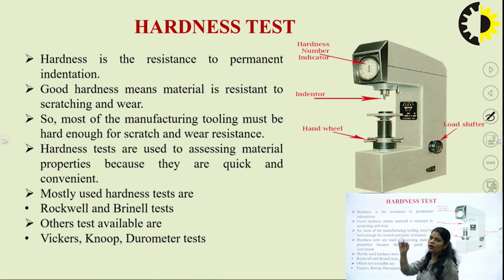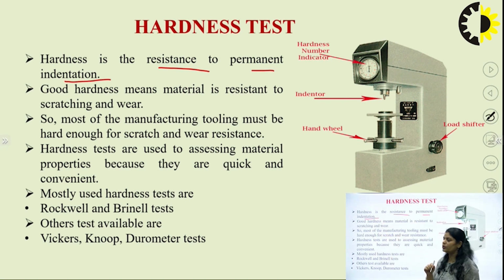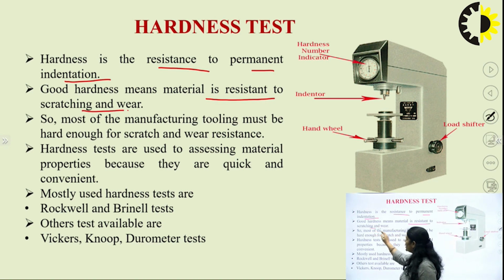Then we have the hardness test. So in the hardness test, what is hardness? It is the resistance to permanent indentation. Permanent indentation से जो material की resistance है, that is the hardness. Good hardness means the material is resistant to scratching and wear. So ये property कहाँ required होगी, जब हम tools की बात करते हैं.